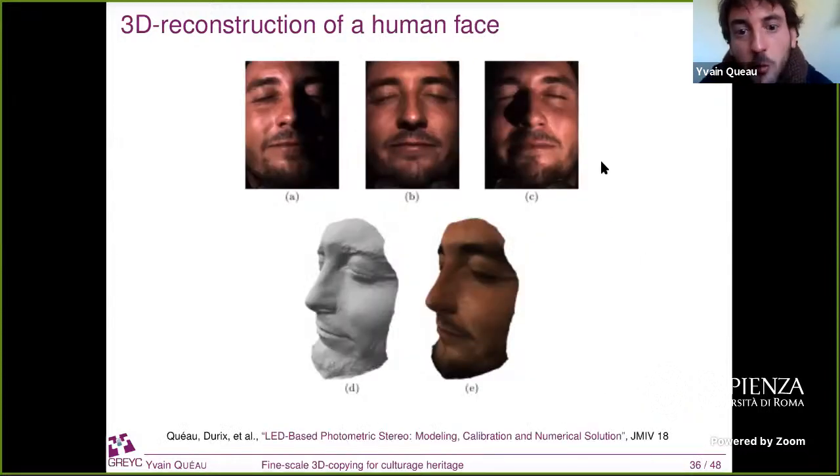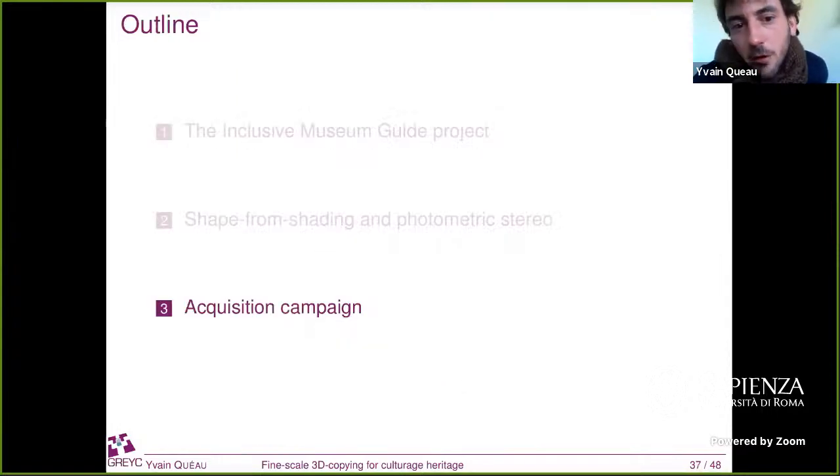It works also for human faces, because for the coins and the skin examples, the reflectance was uniform. So you need to be sure that it will work with non-uniform reflectance. For instance, human faces are a good example because the reflectance is essentially not uniform. So it's essentially working. Now, can we use such tools in the context of the Bayeux Tapestry, which is made of very thin wool strings?